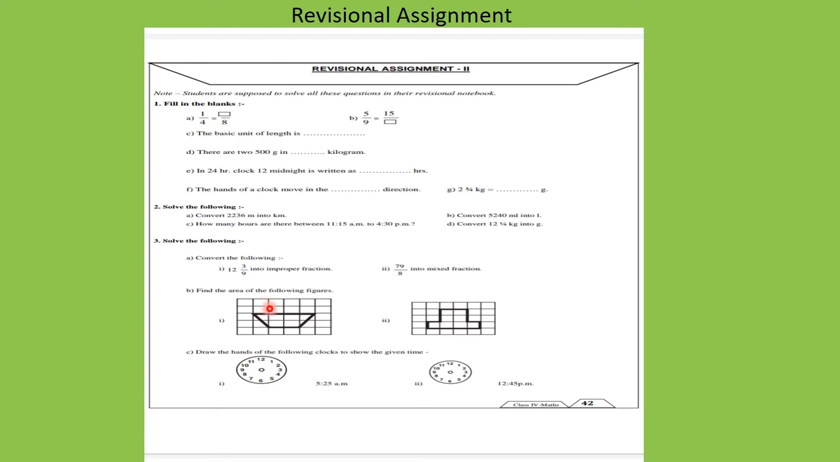If we have complete squares, if the shape is covering a full square, that will be counted. And in case the shape is covering half or more than half of the square, then that will also be counted as the area of this shape. But if the shape is not covering even half of the square, then that part will not be calculated.